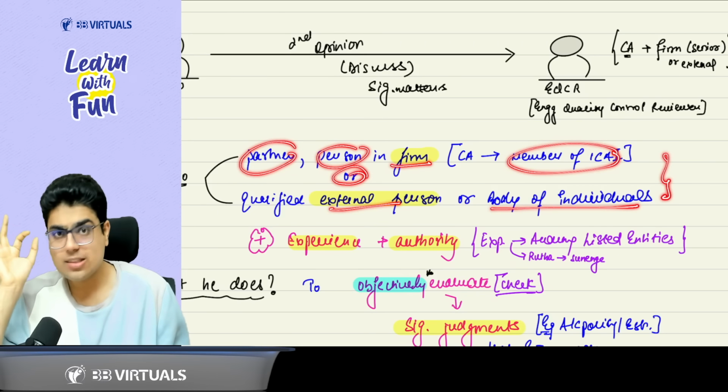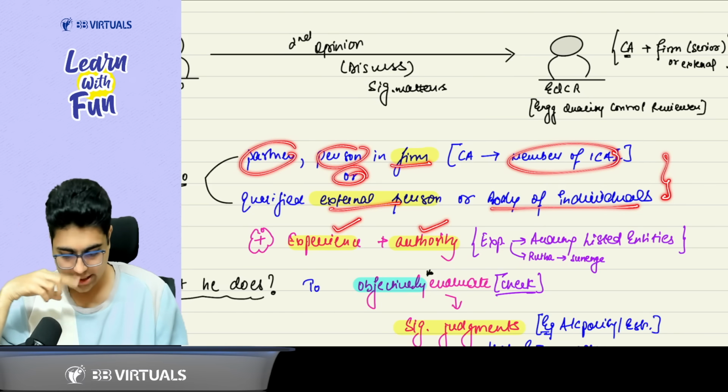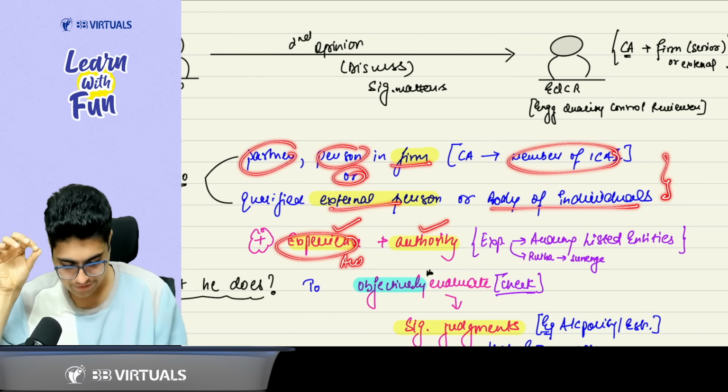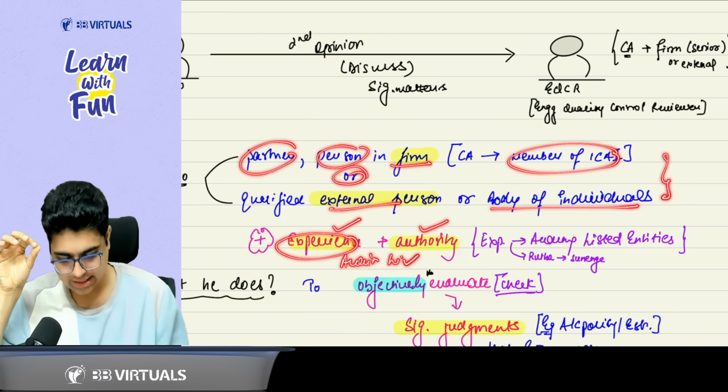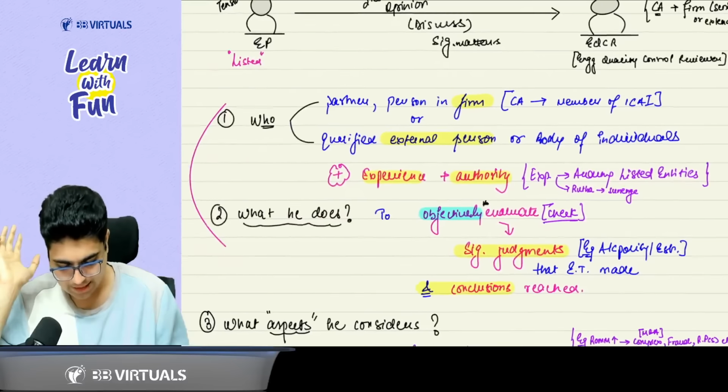Got it, sir? Is qualification enough? No, no, no. He should also have experience and authority. Experience means he should also have done some audit of listed entities. Then only people will listen to him.